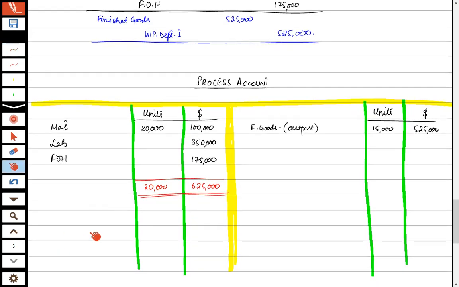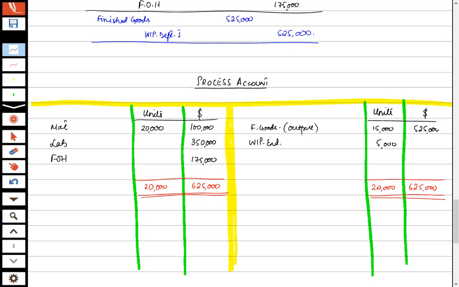Now, as you know, the rule of debit and credit, T account or the trial balance, is that the left hand side and the right hand side should be equal. So this side and this side should be equal. That is, here should be 20,000 units and the cost should be 625,000. Now see what is remaining in this process account. We saw that 5,000 units are still remaining in the process, that is WIP ending.